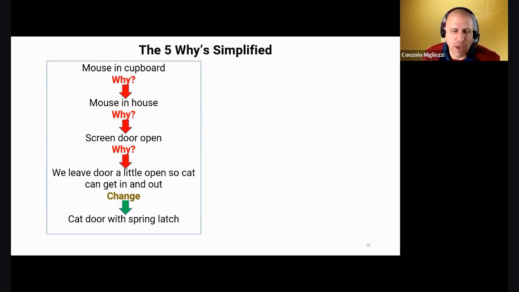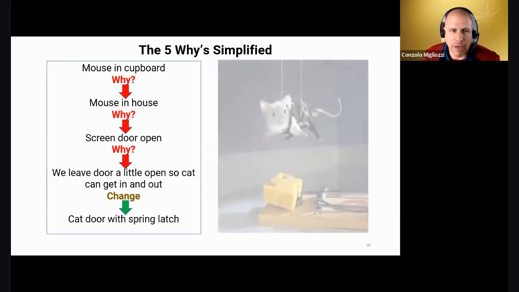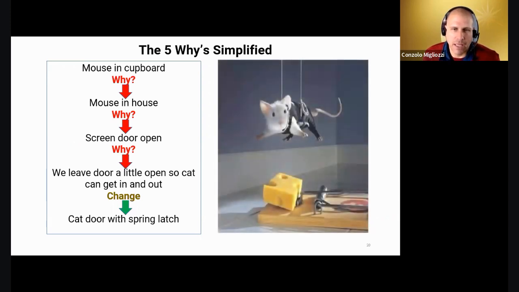So if you have, I'll put them up there, this little guy in your cupboard, the mouse here. He's in the cupboard and you say, why is he in the cupboard? Well, he's in your house. Well, why is he in your house? Well, maybe it's because the screen door's open. Well, why is that? Because we leave the door open a little crack so the cat can get out of the house. Then you make a change, right? So you put in a cat door with a little spring latch so the door can stay shut.